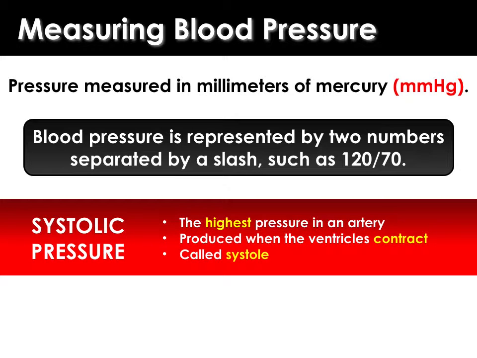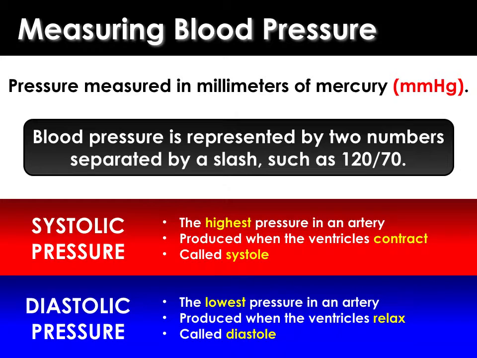The systolic pressure is the highest pressure in the artery. That's the first number, and it's produced when the ventricles contract. It's called the systole. And the diastolic pressure, the second number, the lower one, is the lowest pressure in the artery, and that's produced when the ventricles relax, and that's called the diastole.